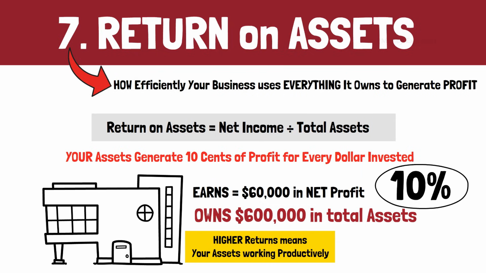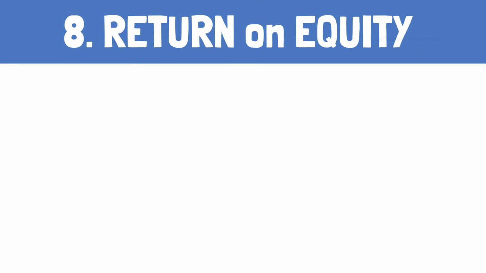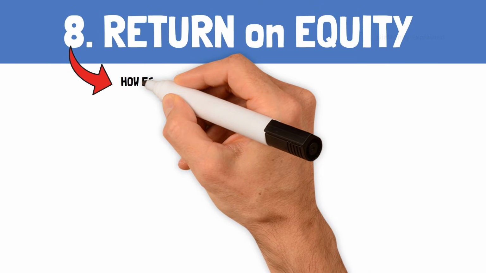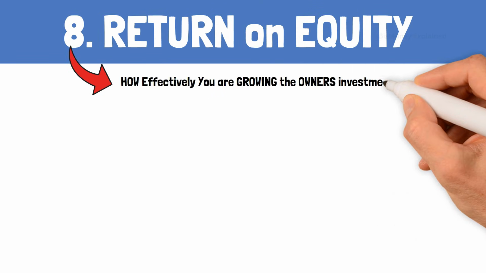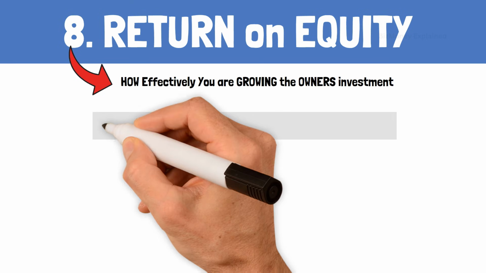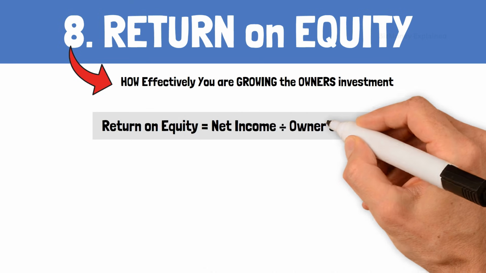Number 8. Return on equity. Return on equity measures how effectively you are growing the owner's investment. The formula is net income divided by owner's equity.